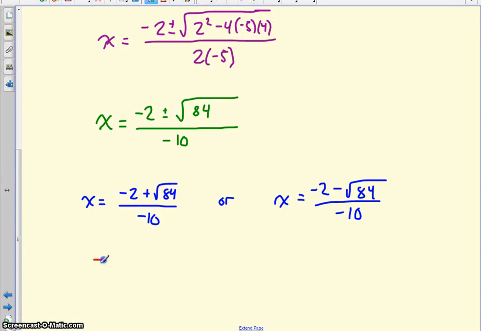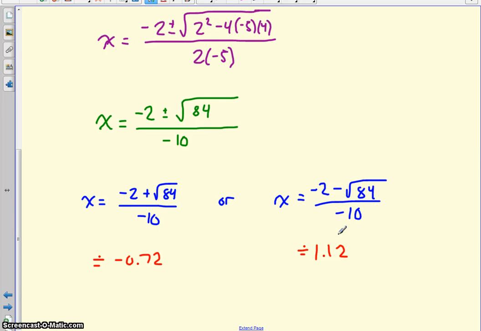So let's run both of these through our calculators, and try them to make sure you can get your calculator to work as well. For the first one, negative 2 plus square root of 84 divided by negative 10. This gives you approximately, to 2 decimal places, negative 0.72 seconds. And the other one gives you approximately 1.12 seconds.